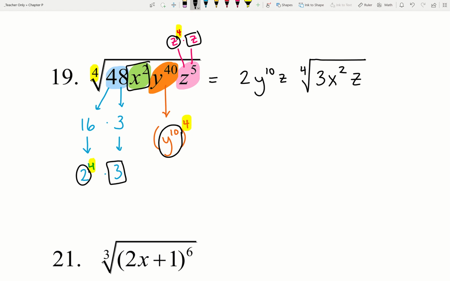Before we finish up, we're just going to ask ourselves if that index was even or odd. Here that is going to be a 4, and that is an even number, so we're going to include just the part that left the radical in absolute value bars, okay?